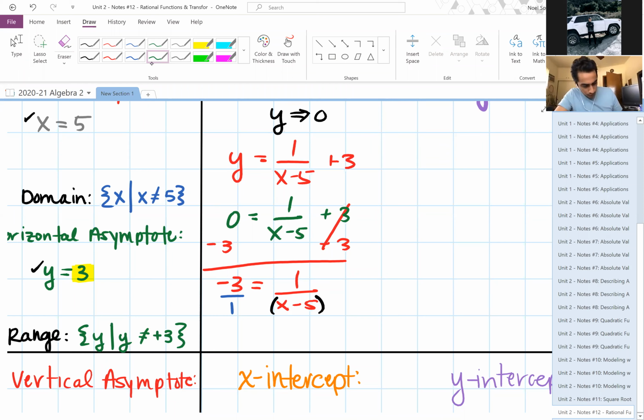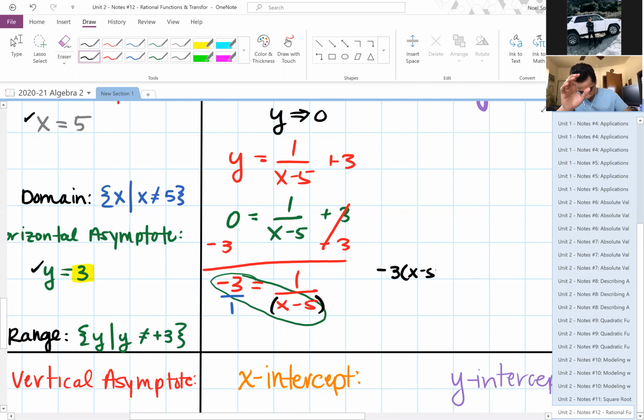So here's what you're going to multiply. You're going to multiply negative 3 with the expression x minus 5. What does that look like? Well, that becomes negative 3 times x minus 5. You want to write it that way. And what is it going to equal? Well, it's going to equal 1 times 1. Now you multiply these two together, so it equals 1.